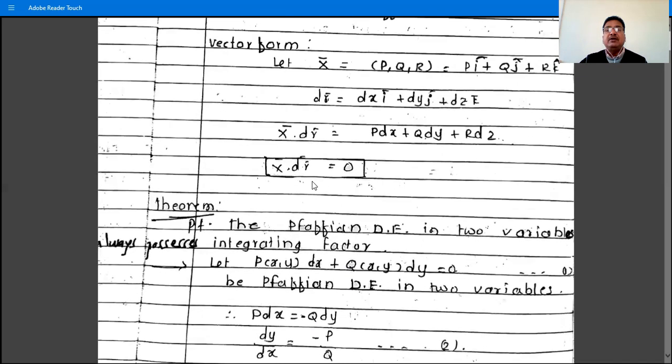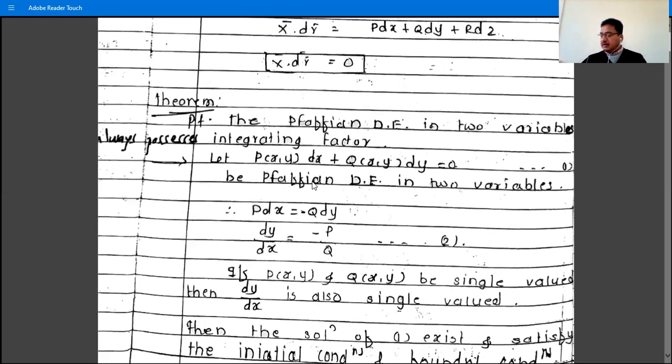So what is the meaning of integrating factor? If the given differential equation P dx plus Q dy is equal to 0 is not integrable, and we multiply it by some function of x and y, suppose I, and then it becomes integrable or exact, then we say that I is the integrating factor.